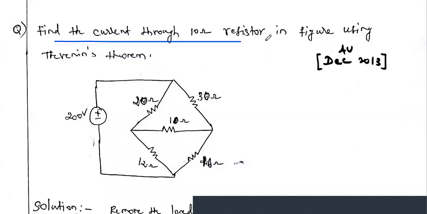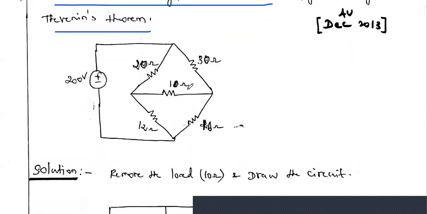Now you see the question. Find the current through the 10 ohm resistor in the figure using Thevenin's theorem. It's a December 2013 question. You already know the Thevenin's theorem procedure. To solve the problem, first we have to remove the load. What is the question asking? Find the current through the 10 ohm resistor. So this 10 ohm resistor is the load. You just remove the load resistor first.